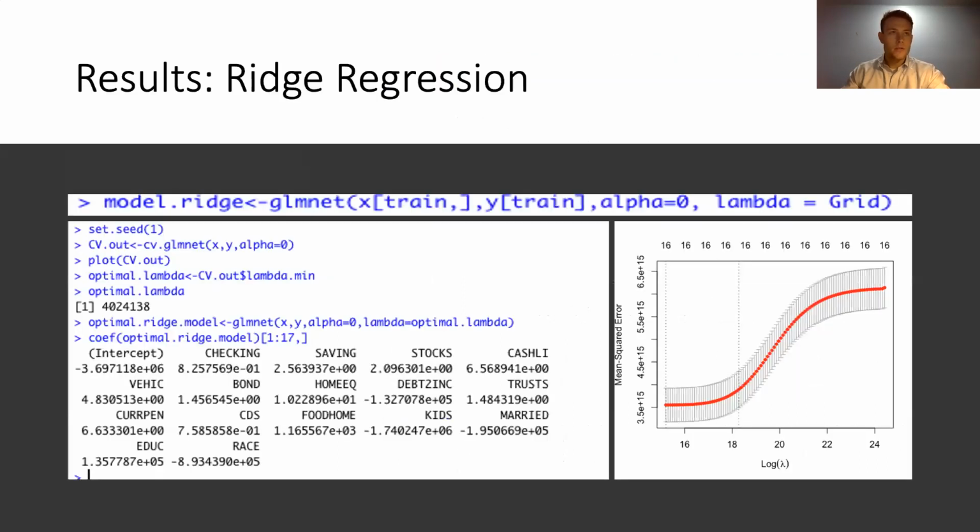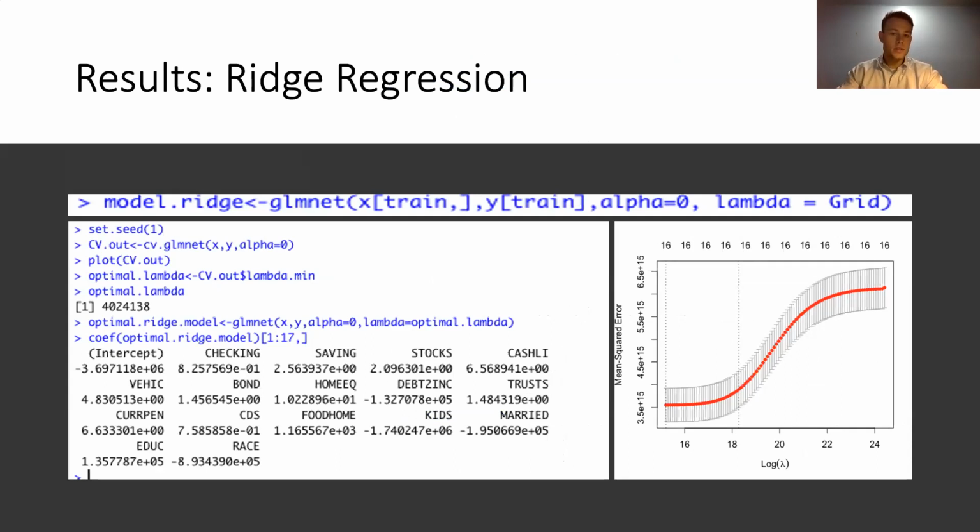Now onto the fun model. We have our ridge regression. This model was very fun to build. I first started by using the glmnet function, which is just used to fit a generalized linear model via the penalization that I mentioned earlier.